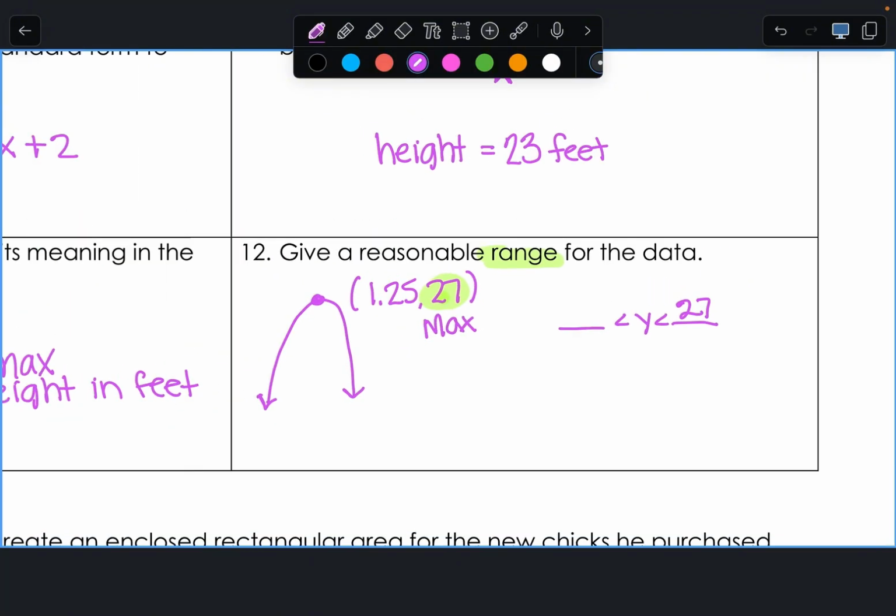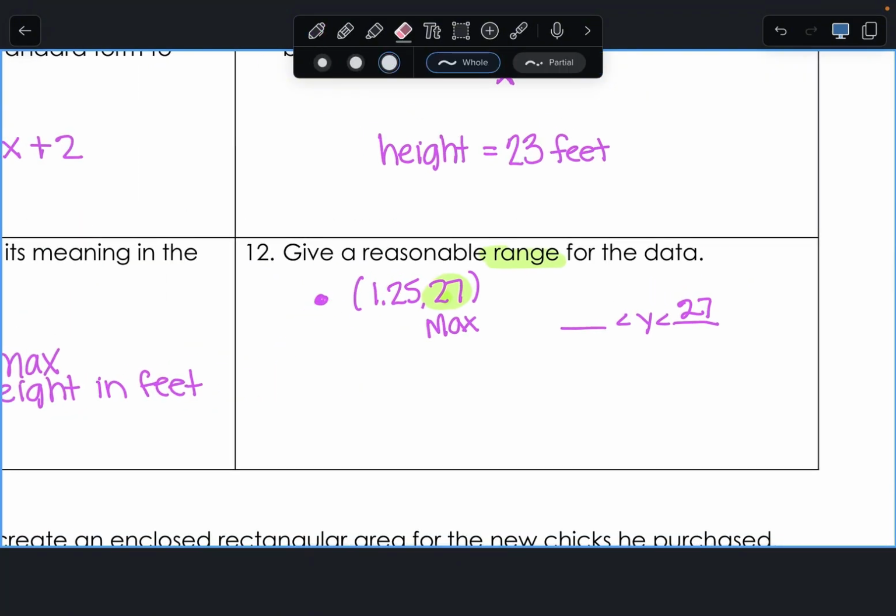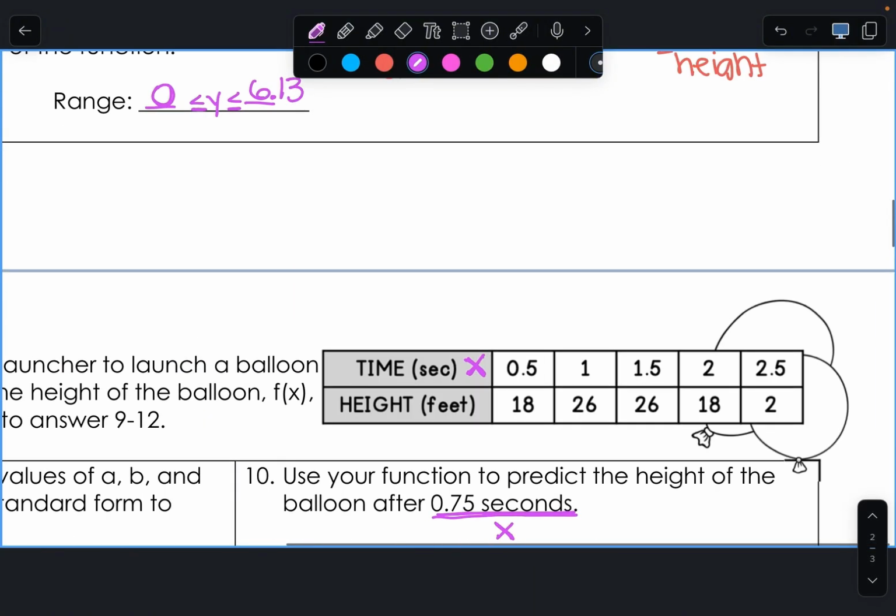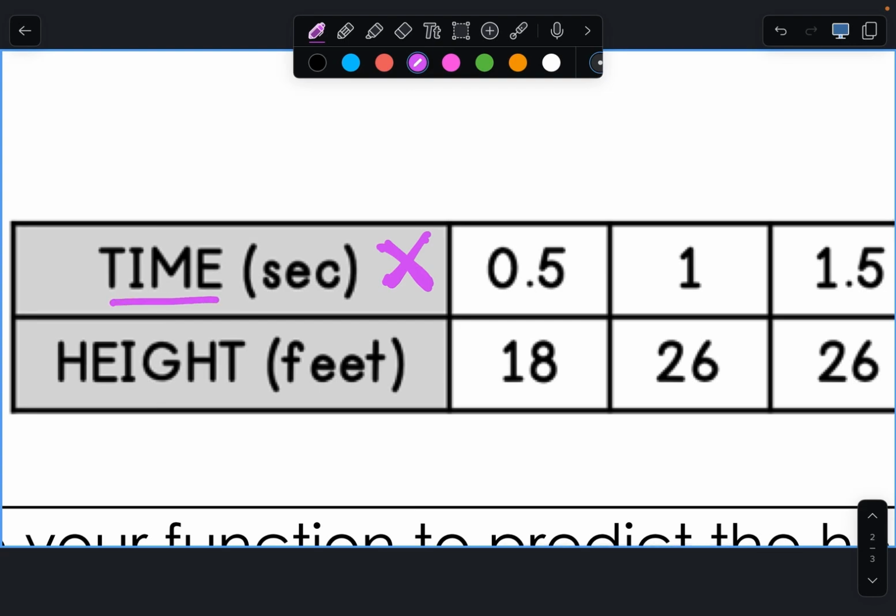Actually, don't draw arrows. Why don't we draw arrows on this one? Why would there be a stopping point? Because of the table. Because it's describing feet. Remember arrows mean that it continues? Can you have a negative amount of time? No. Can you have a negative amount of height? No. You just go backwards.